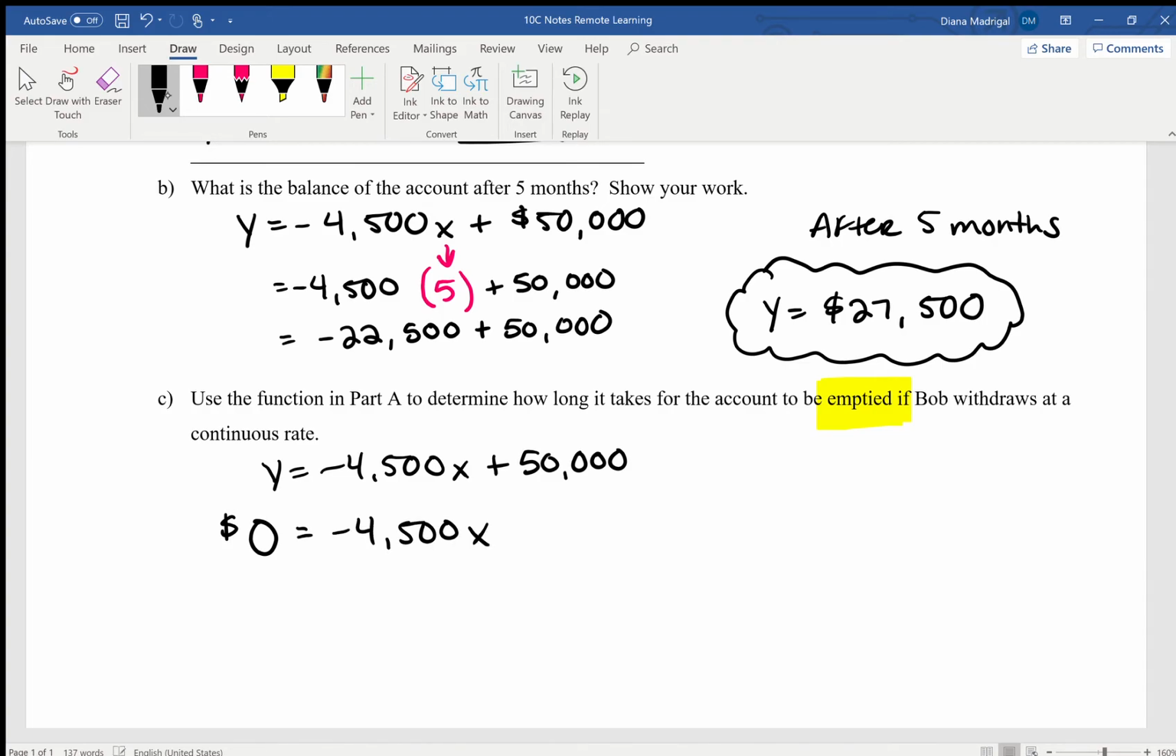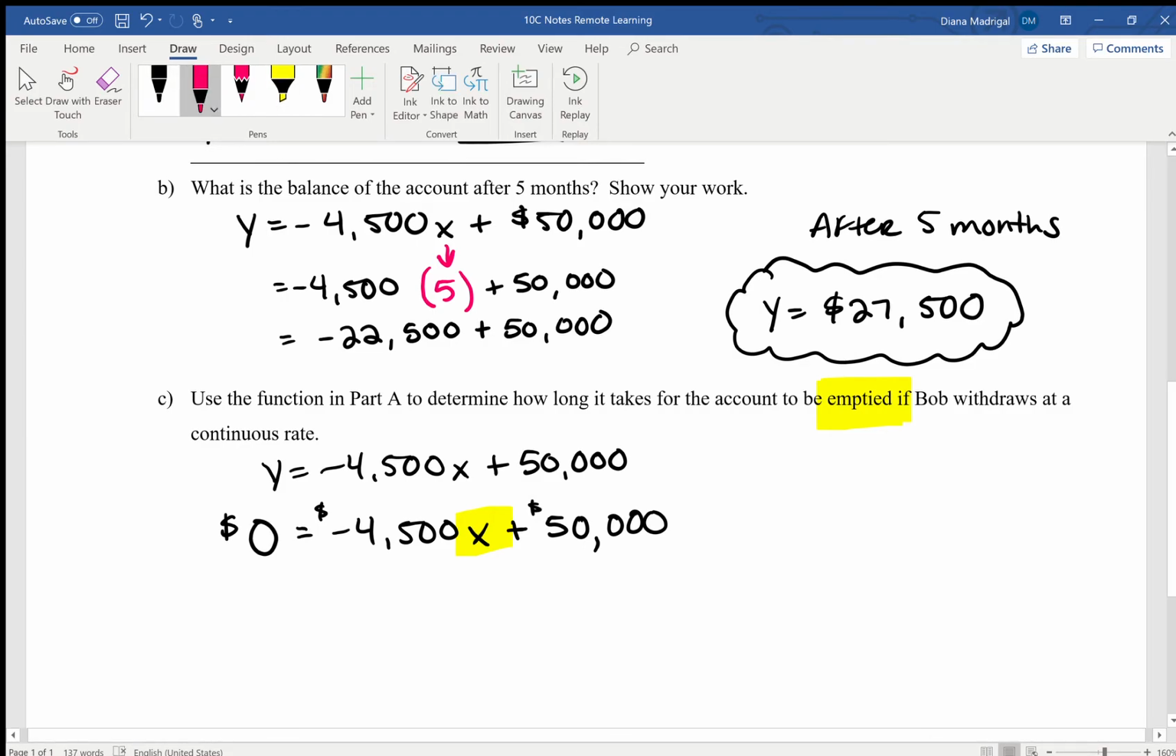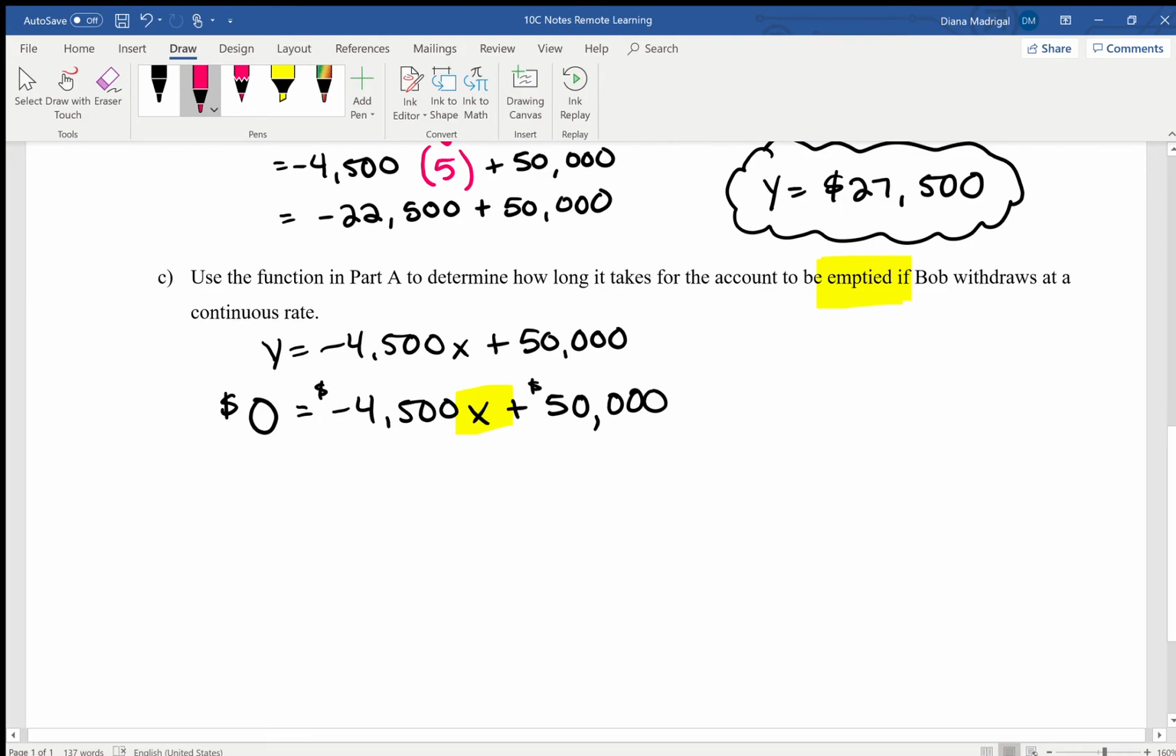And you need to figure out how long it is going to take. So how long is it going to take me? Well, all you have to do is solve for x. We need to solve for x. To solve for x, the first thing that you're going to do is get rid of all your numbers that are not on the x, which is the 50,000. So I'm going to subtract because you remember we do the opposite. Whatever you do to one side, you got to do to the other side.